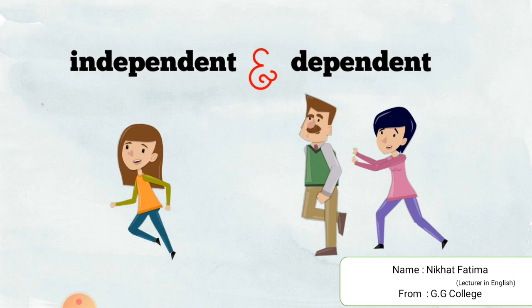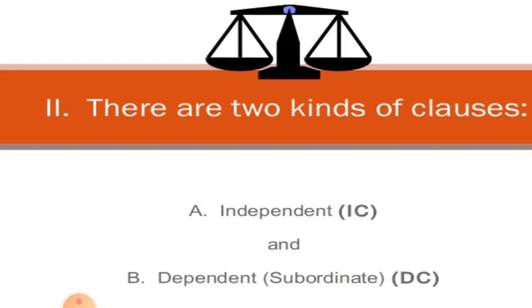Today our topic is dependent and independent clauses. Today I am going to discuss independent and dependent clauses. There are two kinds of clauses: an independent clause and a dependent clause. Okay, a clause, what is a clause? A clause is a group of words that has a subject and a verb.